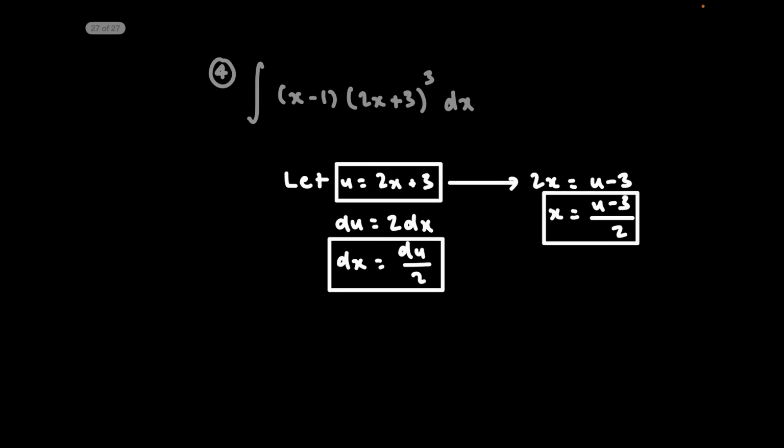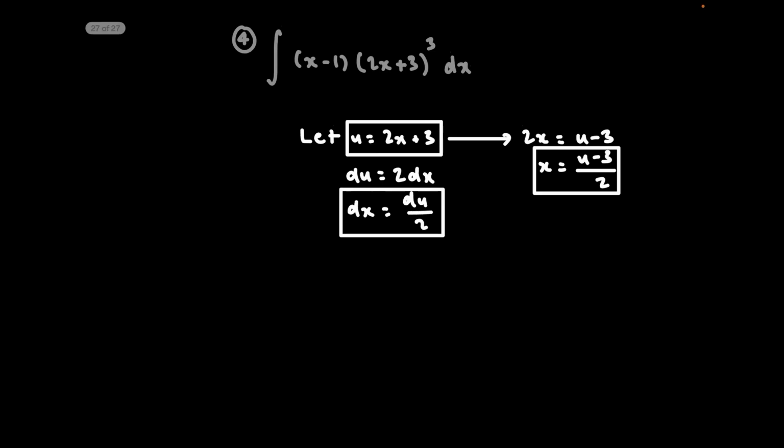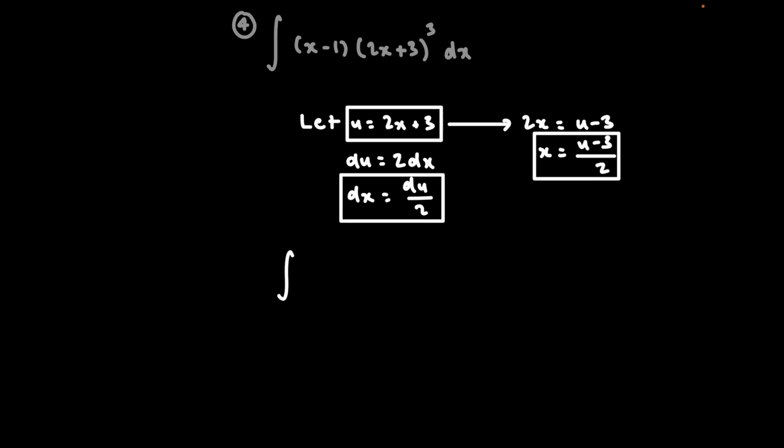So now, implementing everything here, we would get the integral of u minus 3 divided by 2, minus 1, that's what I did to replace this x over here, times u to the power of 3, and then dx. Not even dx, because we have times du on 2.